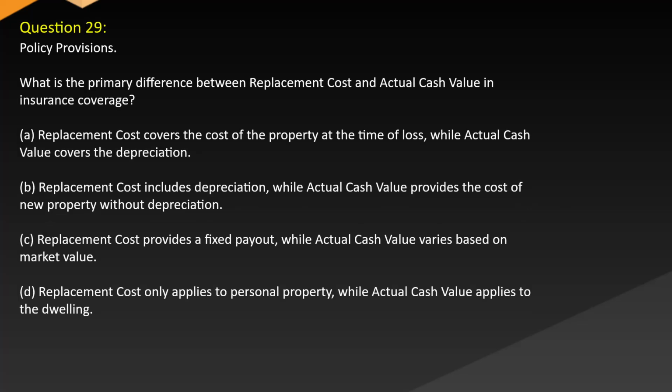Question 29. Policy provisions. What is the primary difference between replacement cost and actual cash value in insurance coverage? A. Replacement cost covers the cost of the property at the time of loss, while actual cash value covers the depreciation. B. Replacement cost includes depreciation, while actual cash value provides the cost of new property without depreciation. C. Replacement cost provides a fixed payout, while actual cash value varies based on market value. D. Replacement cost only applies to personal property, while actual cash value applies to the dwelling.